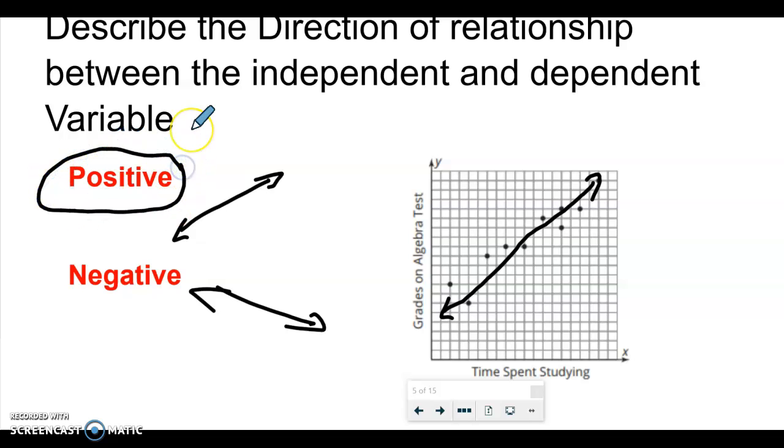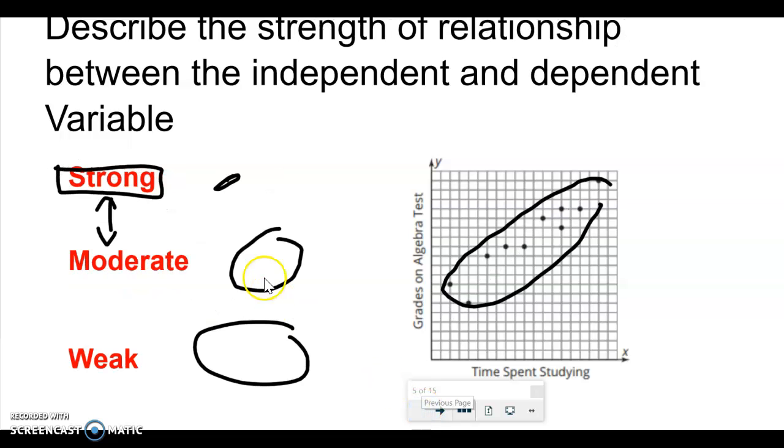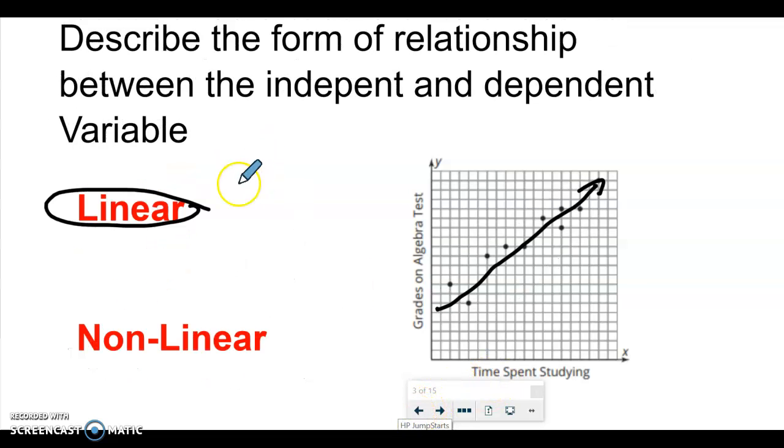So for the graphs below, you have two different graphs that you're going to be asked to identify what type of relationship it has. Direction-wise, that means we're looking at positive or negative. Strength-wise, is it strong, moderate, or weak? And then also, is it linear?